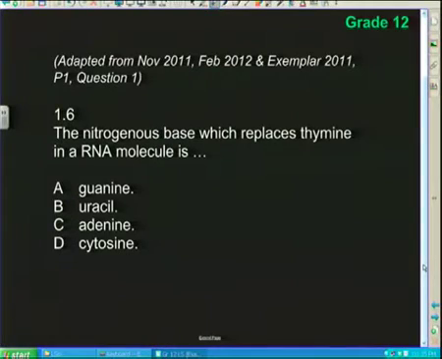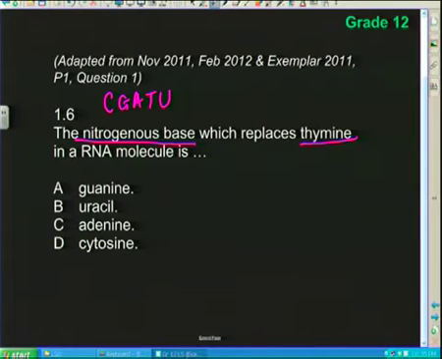Again, you will see the questions are very similar to each other. So if you know your bases, your complementary bases, then this section is going to be quite a breeze for you. Okay, the next question is the nitrogenous base. And remember, what are our nitrogenous bases? Again, cytosine, guanine, adenine, thymine, and uracil. All right, which replaces thymine here? It's the same thing that I've been stressing to you all along. It replaces thymine in a RNA molecule is.